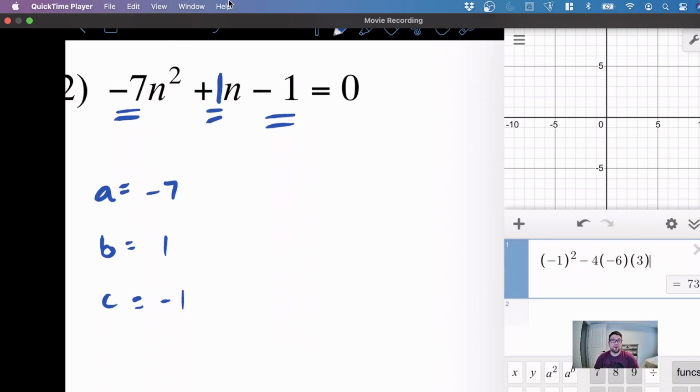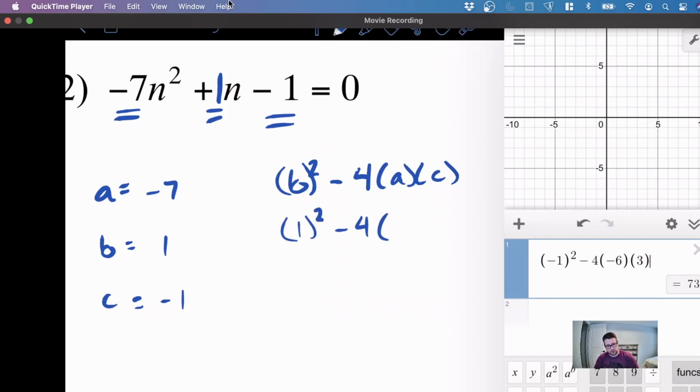Now remember, when we use the discriminant formula, it is b squared, but we have parentheses around the b, -4 times A times C. Our b in this problem is 1, so I'm going to have 1 squared minus 4. My A value is -7, and my C value is -1.